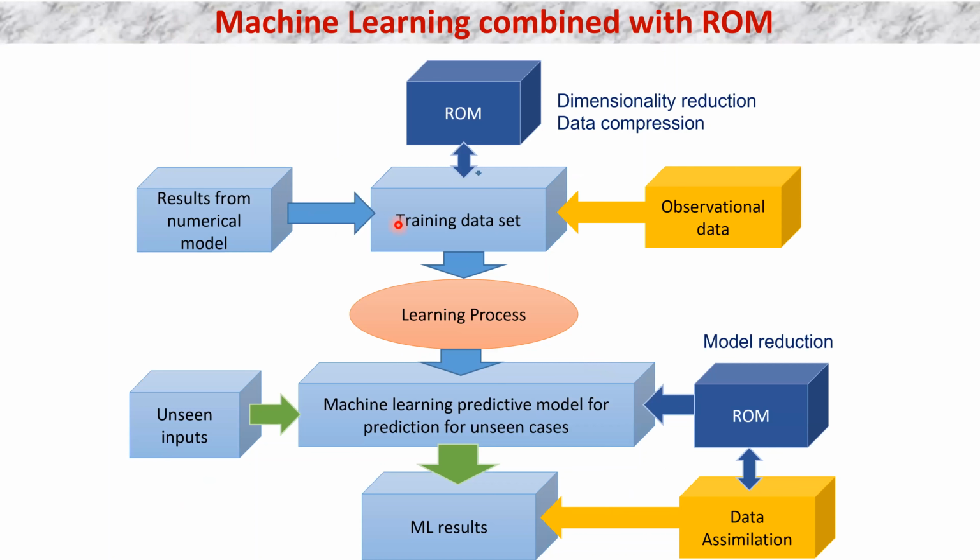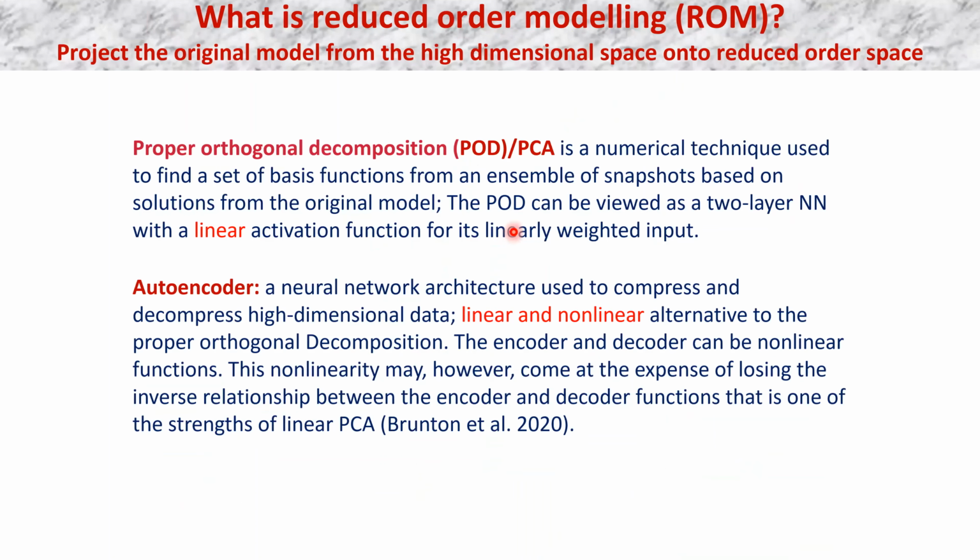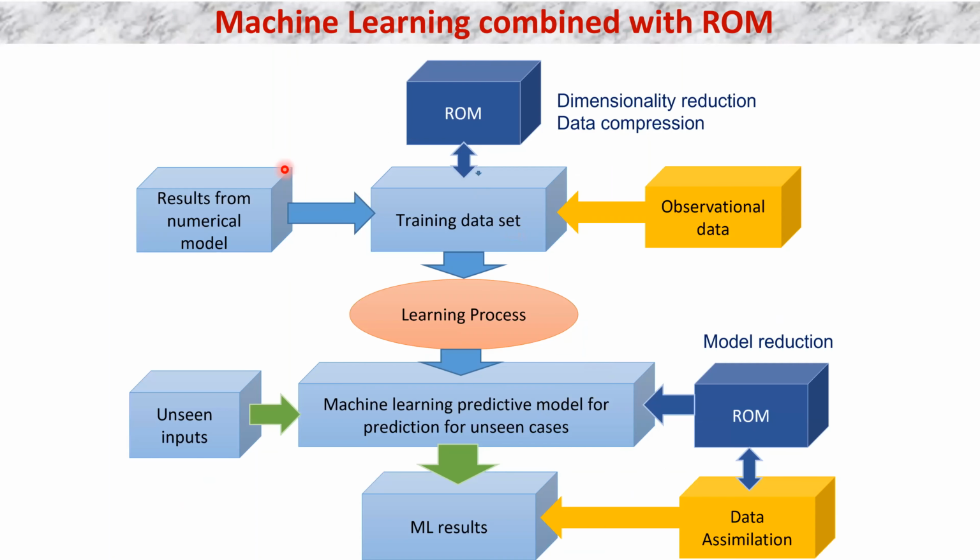Here is the training data. The training data could come from measurement, of course. If you have enough measurements, that's okay. But if you don't have enough measurements, maybe it can come from a physical model result, and basically we fit to the training data set.